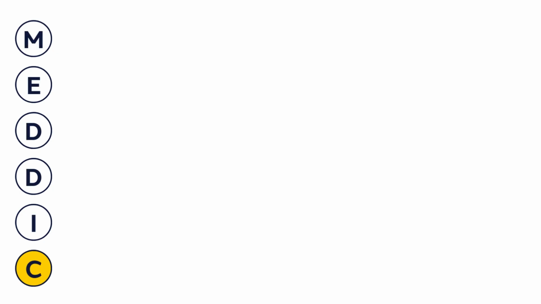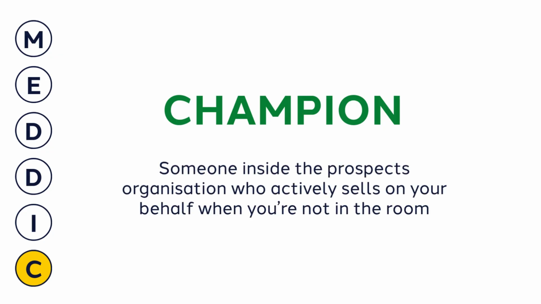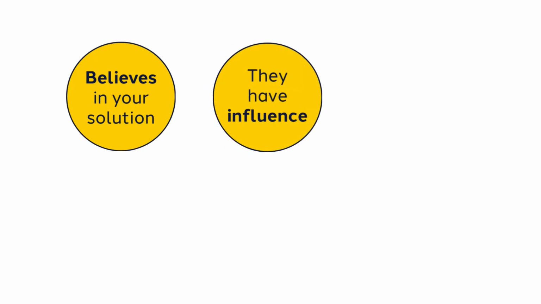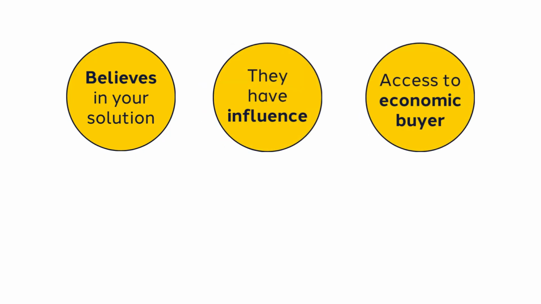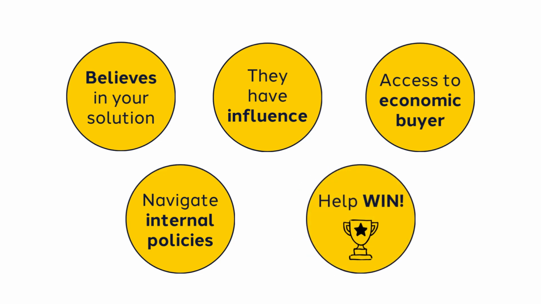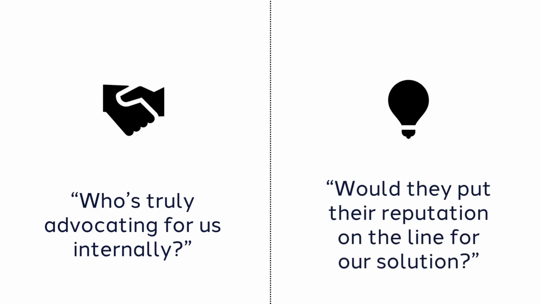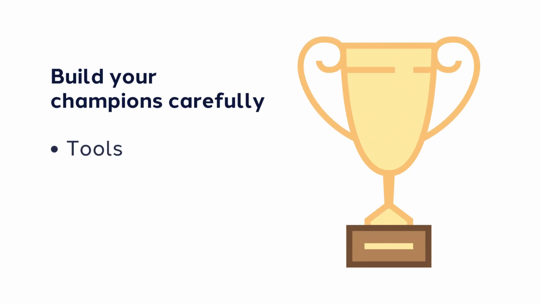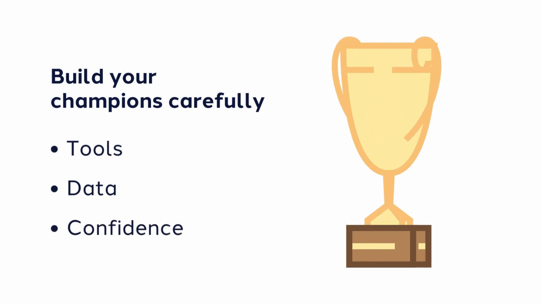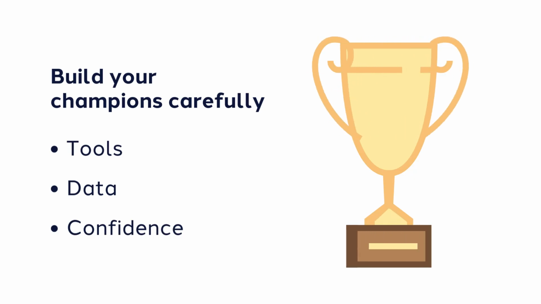Finally, C is for champion. This is your internal advocate, someone inside the prospect's organisation who actively sells on your behalf when you're not in the room. Your champion believes in your solution, has influence, and has access to the economic buyer. They can navigate internal policies and help you win. Ask yourself, who's truly advocating for us internally? And would this person put their reputation on the line for our solution? Build your champions carefully. Give them the tools, data, and confidence they need to sell for you. They're often the difference between winning and losing.